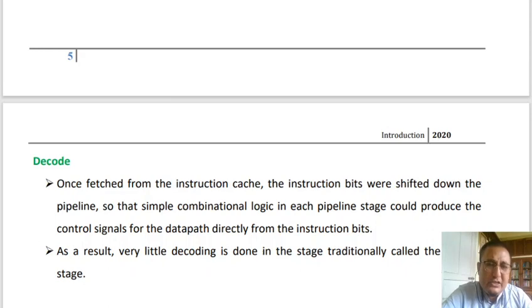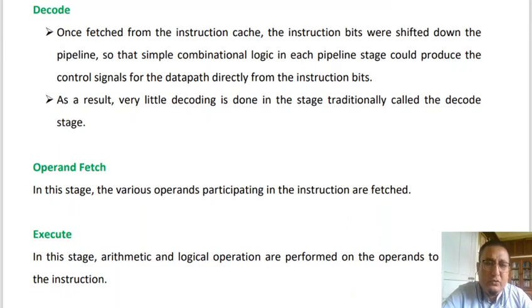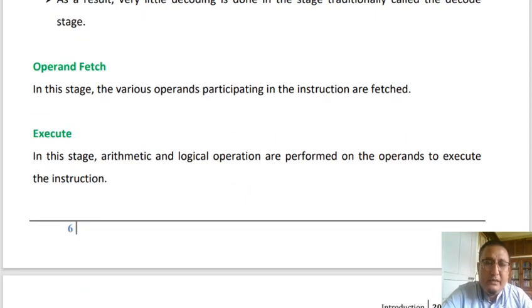Once the instruction has been decoded, we need to determine the operands that are participating in realizing the instruction. That is done in the third phase, operand fetch. In operand fetch, the operands that are participating in execution of the instruction are fetched. The next phase that we have is instruction execution, or the operand execution.